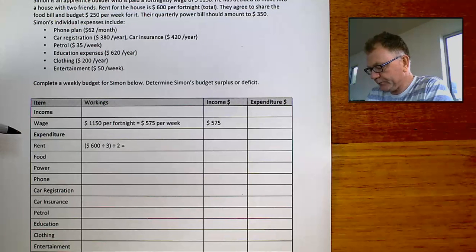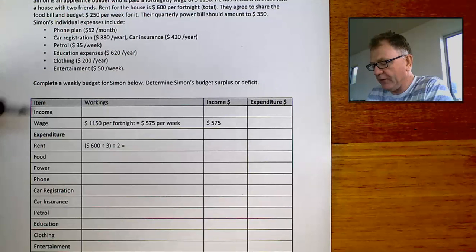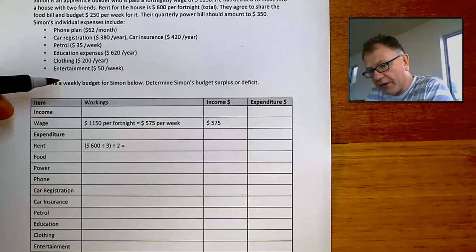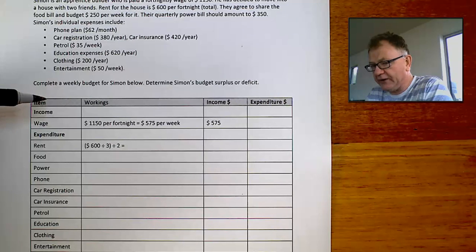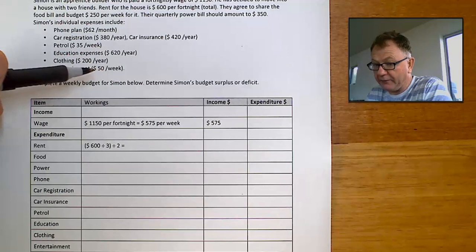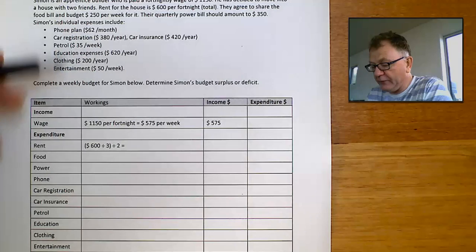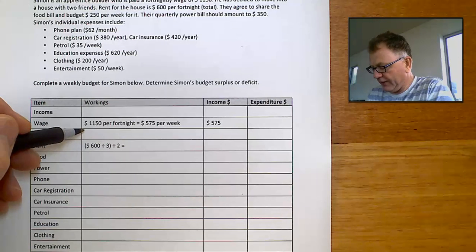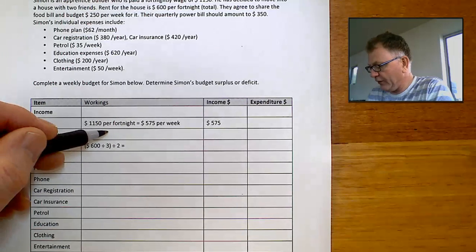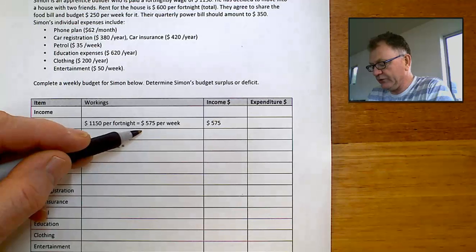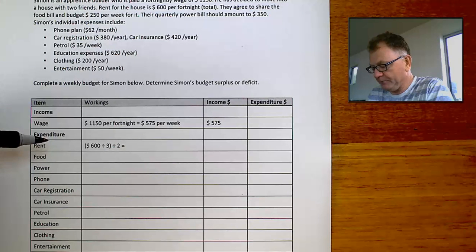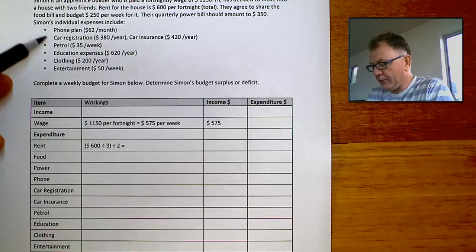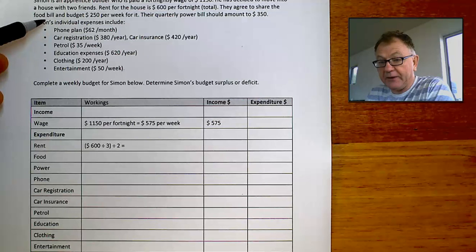So, first thing is his income is entirely made up of that wage, $1,150. But we're being asked to prepare a weekly budget. Now that's a fortnightly amount, so with all of these things, we have to convert them firstly into weekly amounts. That's why here we've got 1,150 per fortnight, but we divide it by 2 to get the weekly amount. All the rest of the things here are expenses.